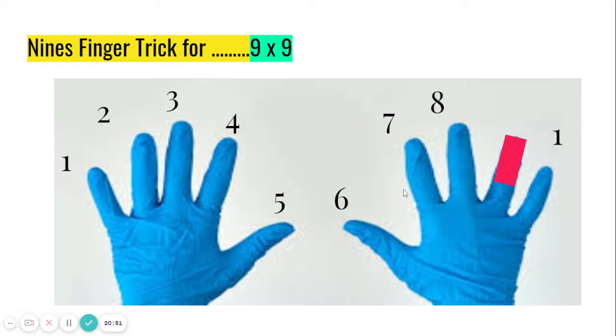Okay, 9 times 9. On our right hand, we're going to tuck down our ring finger. Hide it. Now, how many fingers are on the left side of that ring finger? Ready? Let's count. 1 is the pinky, 2, 3, 4, 5 is the thumb on your left hand, 6 is the thumb on your right hand, 7, 8. So our first number is going to be an 8. And then what do we have on the right side of that ring finger? A 1. So 9 times 9 is 81.